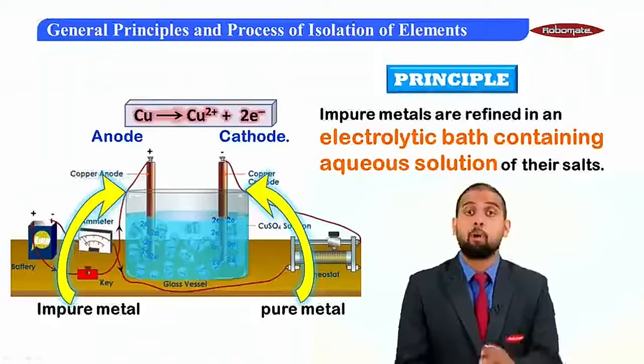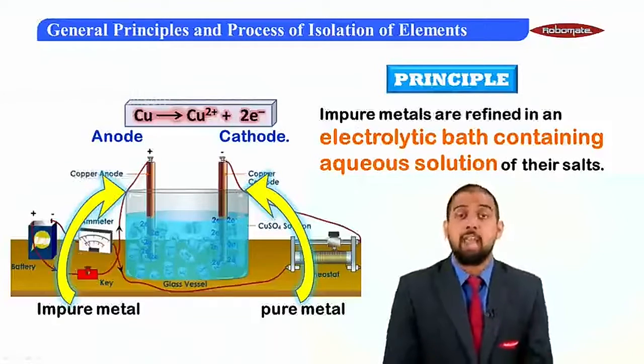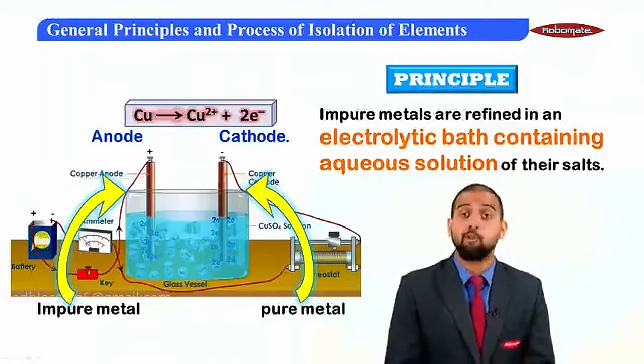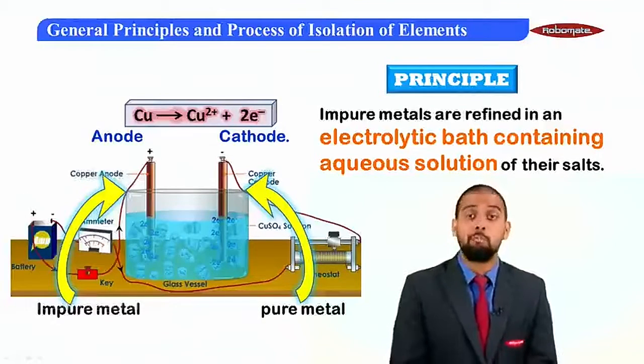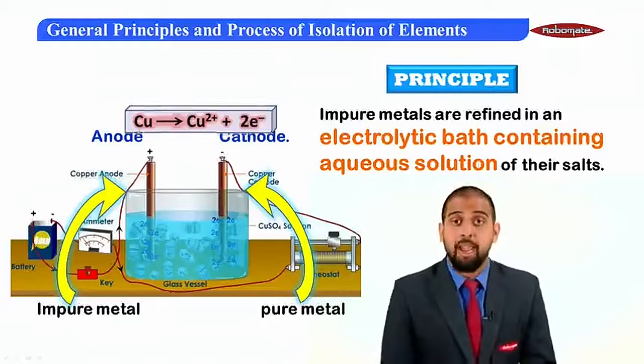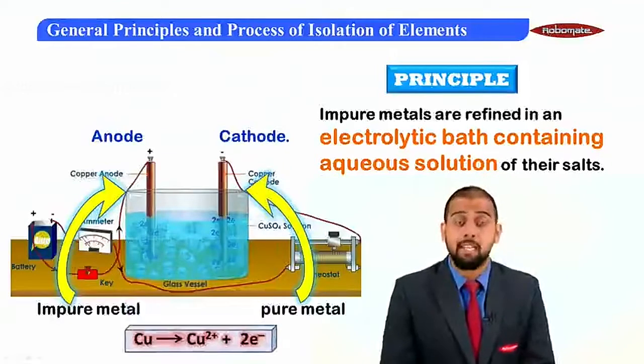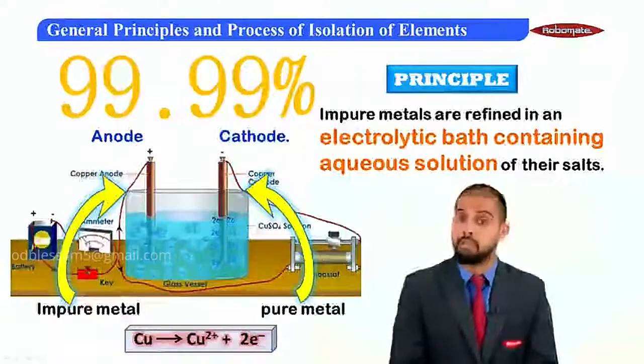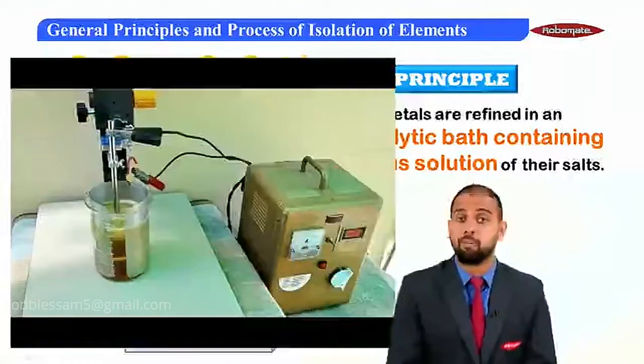Hence all the pure metal can be obtained at the cathode and all the impurities will keep falling down from the anode, and those impurities are usually gold and silver, and those impurities are also called anode mud. And the beauty of this electrolytic refining is that a purity of 99.99% can be achieved by this method, and this is also a normal laboratory technique.